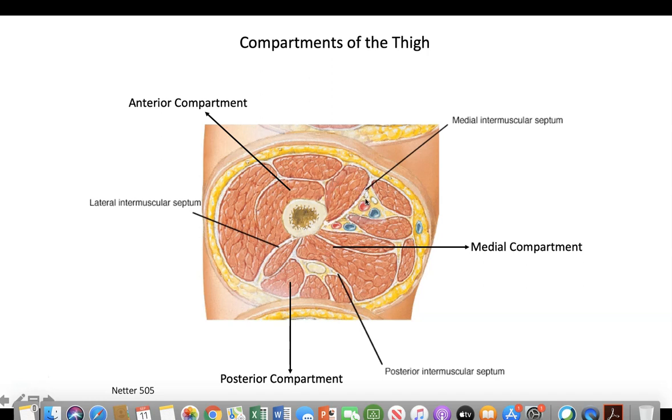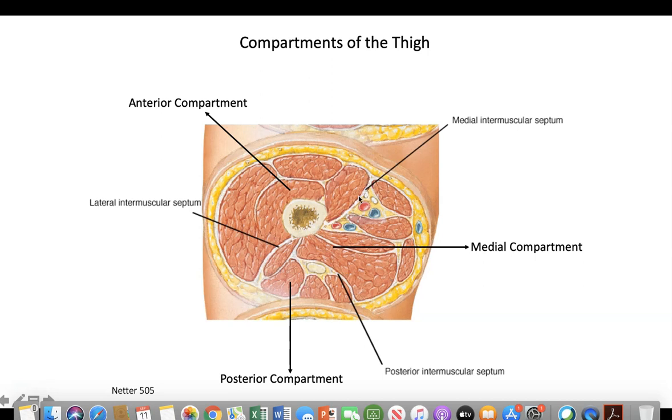And medial to that, in between the medial intermuscular septum and the posterior intermuscular septum, this is the medial compartment of the thigh, which is also called the adductor compartment of the thigh. And the posterior compartment is the smallest one. It lies in between the lateral and the posterior intermuscular septum.